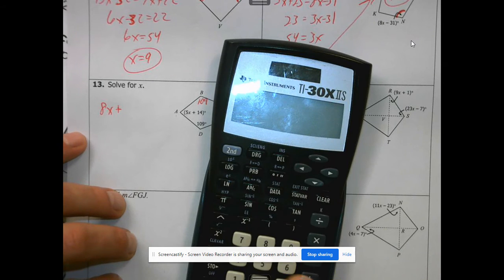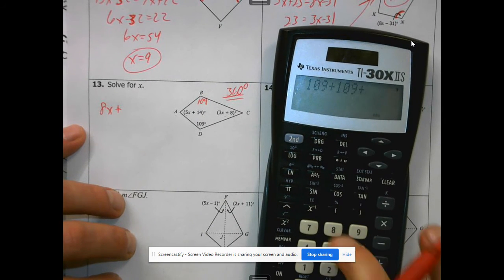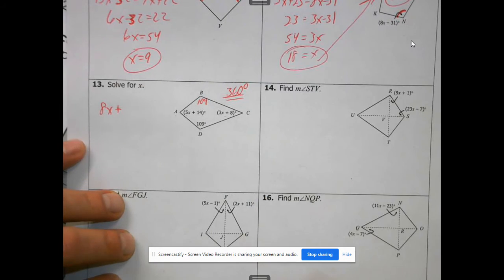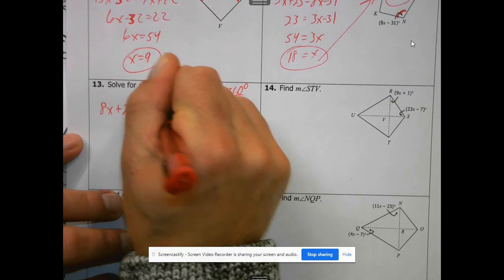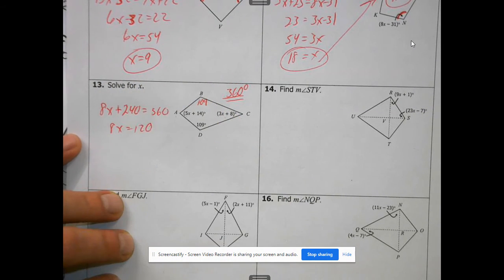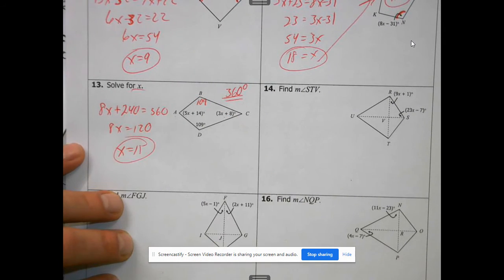Let's see here. 109 plus 109 plus 8 plus 14, 240 equals 360. Subtract 240 over, that gives me 120. Then 8 goes in there 15 times. Solve for x. Got it.